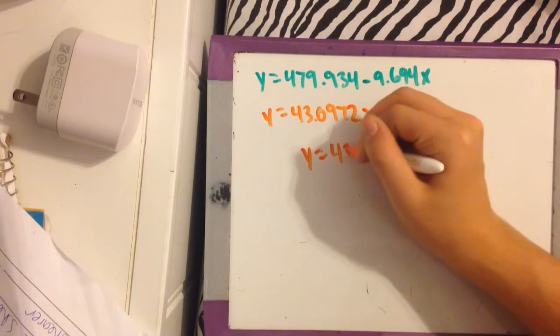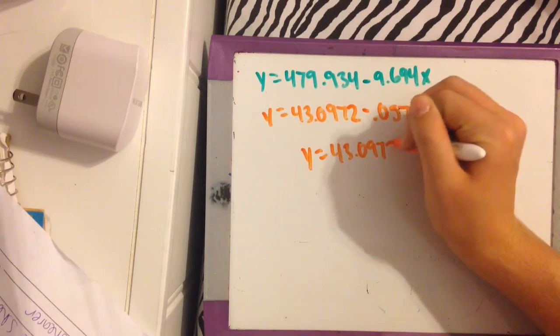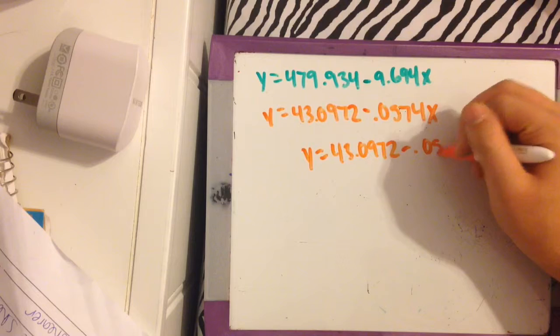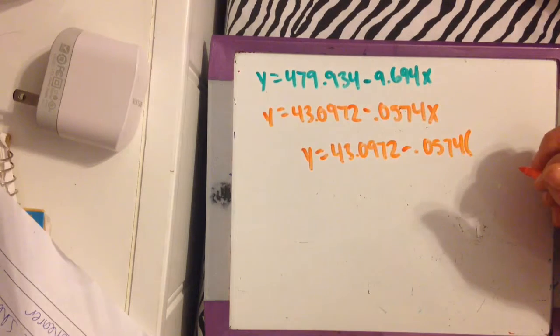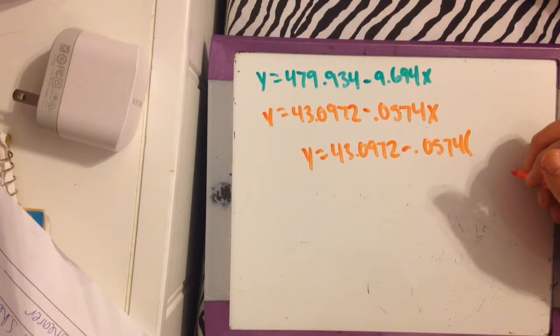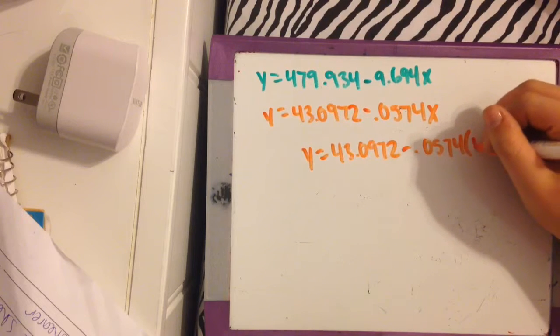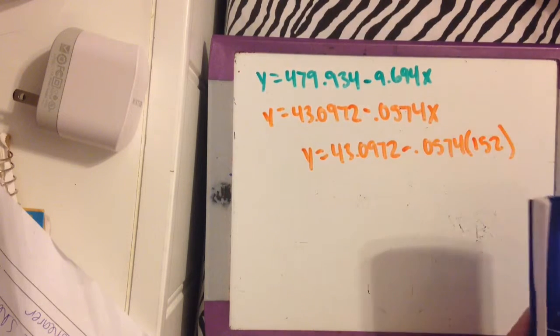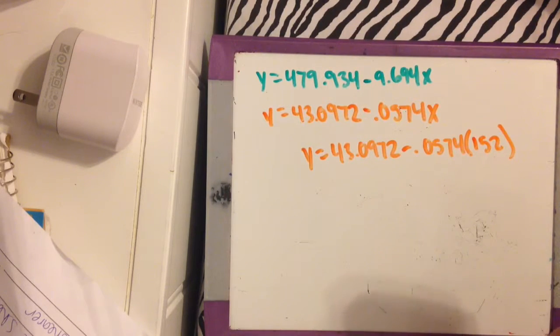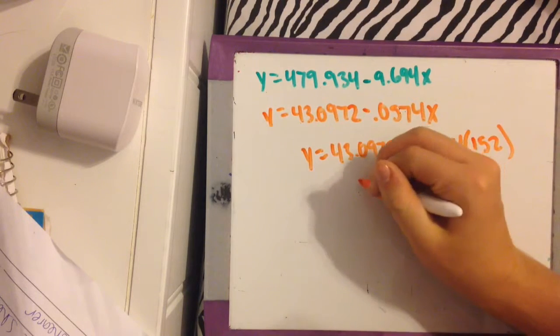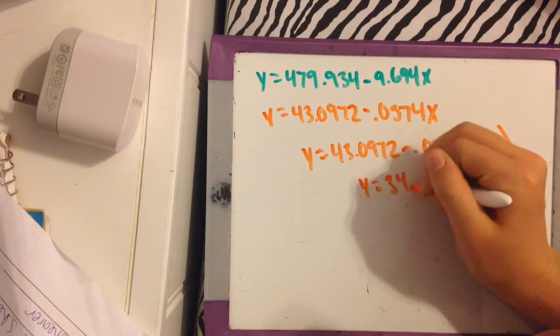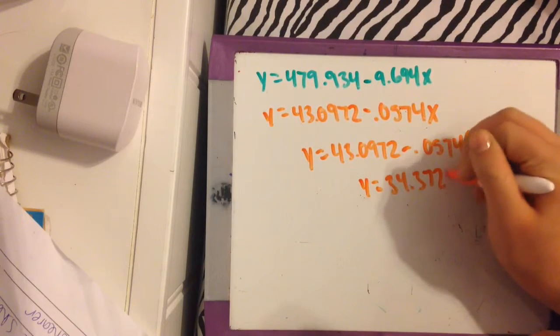Now we're going to plug in our new X's, which is pulse rate, and we're going to get Y equals our new time. So our pulse rate is 152. So let's do 43.0972 minus 0.0574 times 152. And we get Y equals 34.3724.